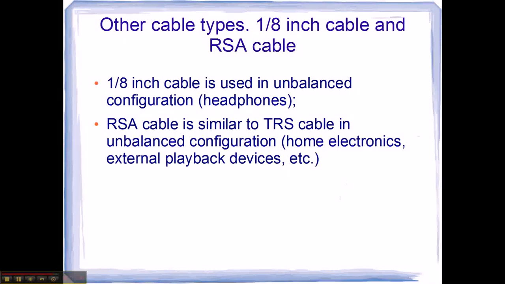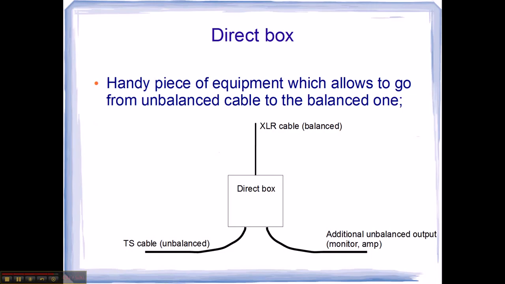the console, for example. A direct box is a handy piece of equipment which allows you to go from unbalanced configuration to balanced one. So you can have a short run of unbalanced cable and then a long run of XLR cable. You might use it also for monitoring, where you can connect it to the amp.